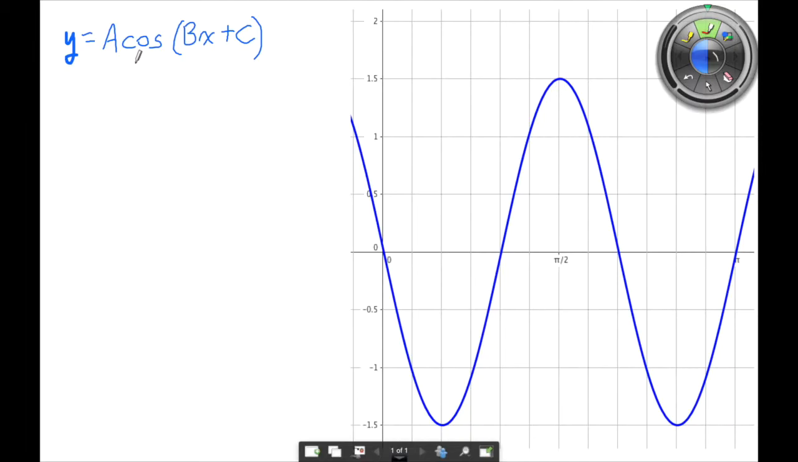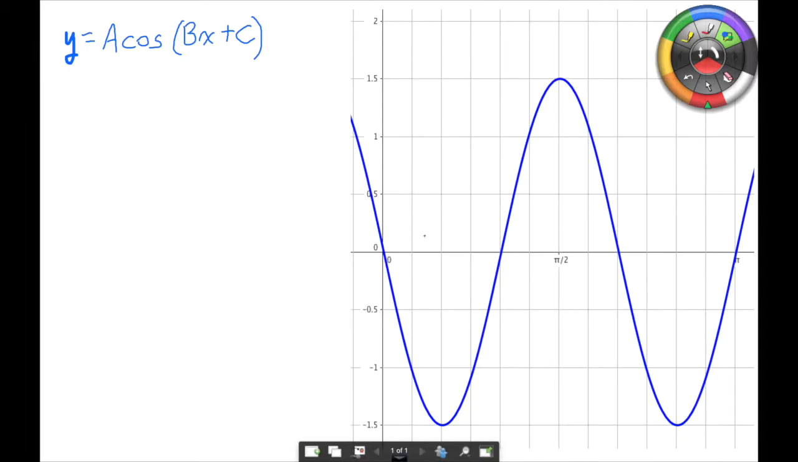There's three pieces you need to know: the amplitude of the graph, the period of the graph, and the phase shift of the graph, which is related to B and C. So when we look at this picture to determine these things, let me get a little line going on here. I'll use that one.